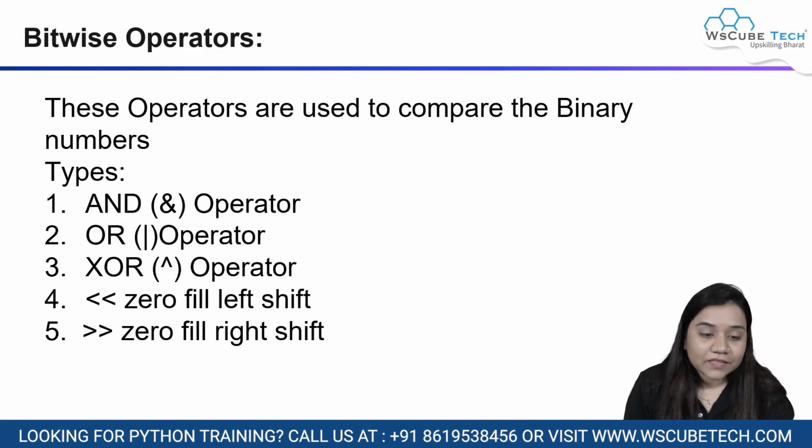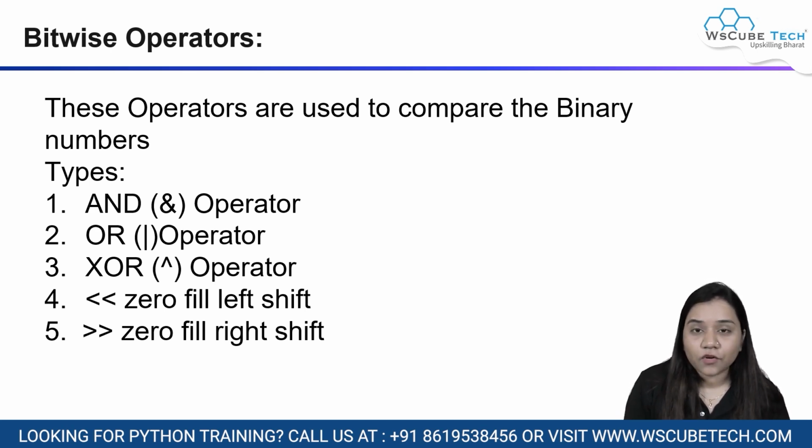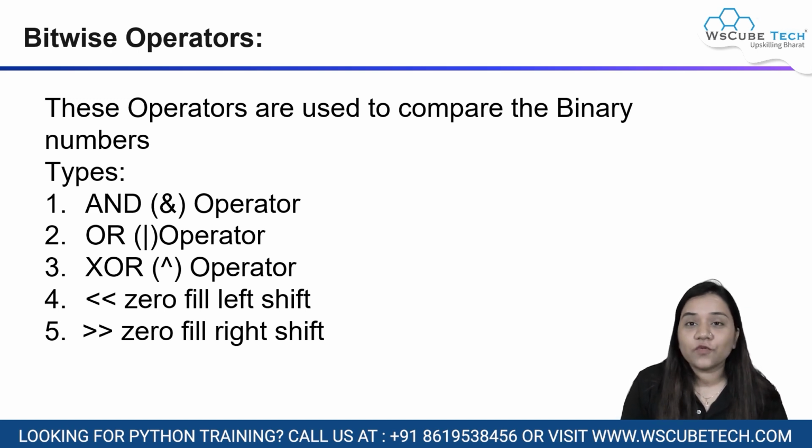Bitwise operators work with binary numbers, they allow us to compare the binary numbers basically. There are 5 types of bitwise operators that we will be discussing in this whole session. Our first is AND operator, second is OR operator, third is XOR operator, fourth one is zero fill left shift operator, and fifth one is zero fill right shift operator.